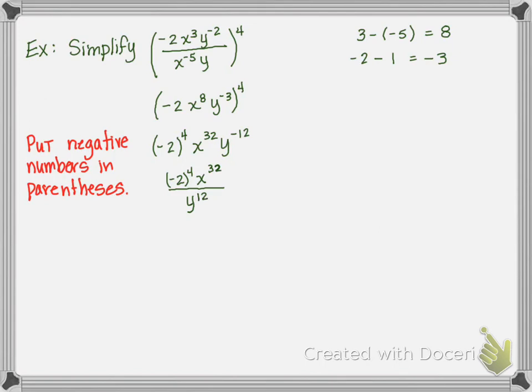Notice that -2 to the 4th has a positive exponent, so don't be tricked every time you see a negative sign into putting it down in the denominator. A negative number is just a negative number. It stays the same.